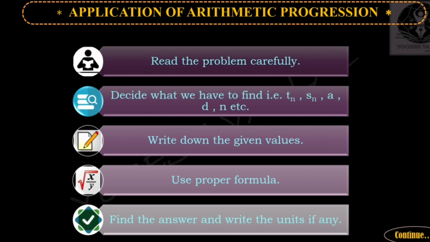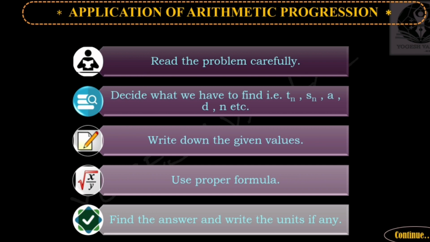Sometimes we have to find the first installment or the number of trees in the first row, then it means that we have to find A. Similarly, in some problems we have to find D, and in some problems we have to find N. Then write down the given values and use the proper formula according to what we have to find.